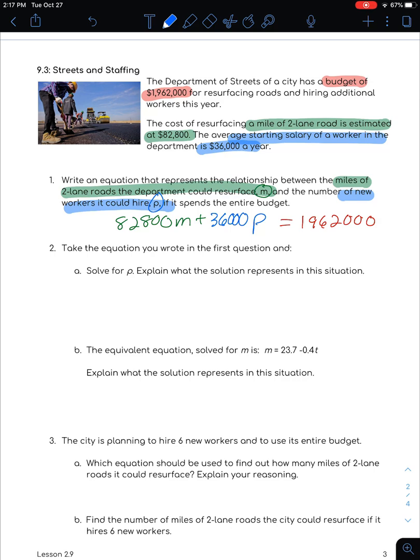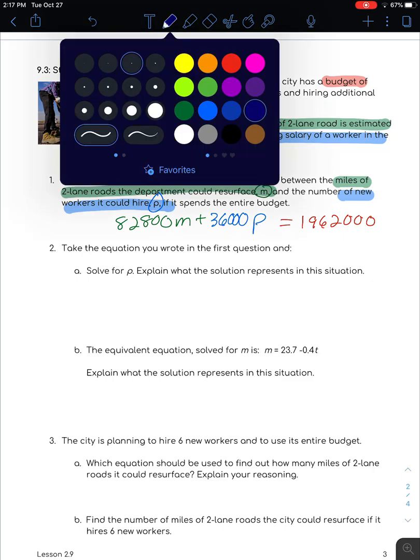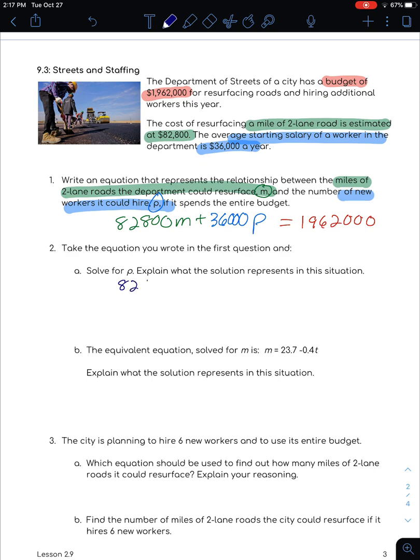Again, this is that standard form, general form equation where we have the variables on the same side of the equation. But what if we wanted to solve for P, the number of new workers? I guess we sort of previewed the answer here, but let's solve for P. Let's go through it similar to what we've done before. Let's rewrite our problem. Now let's go through our solving steps. We want to solve for P, which means get P by itself. So let's get rid of the M.